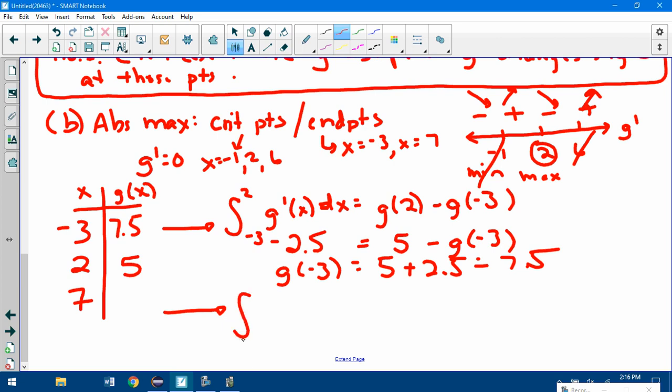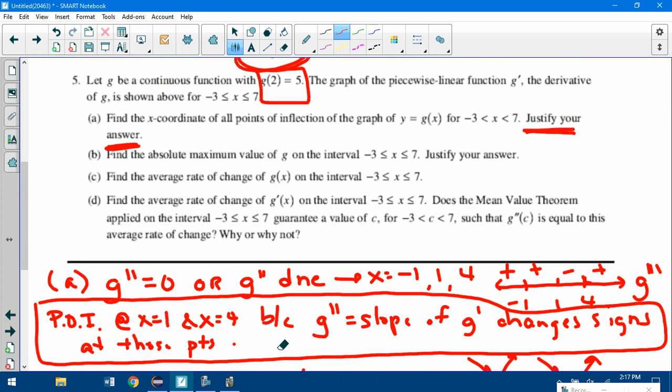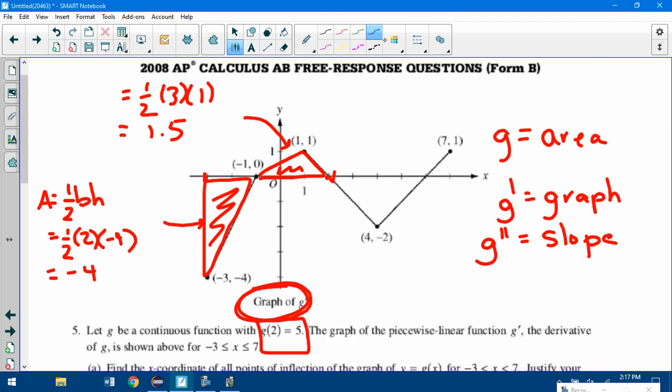I take the integral from what to what? I use 2 again because you know it, up to 7 because you want it, of g prime of x dx. What should that equal? It should equal g of 7 minus g of 2. G of 7 we want. We know g of 2 is 5. We got to do some area analysis again. So from 2 to 7, now I'm going from here to here. So I've got this area plus that area.